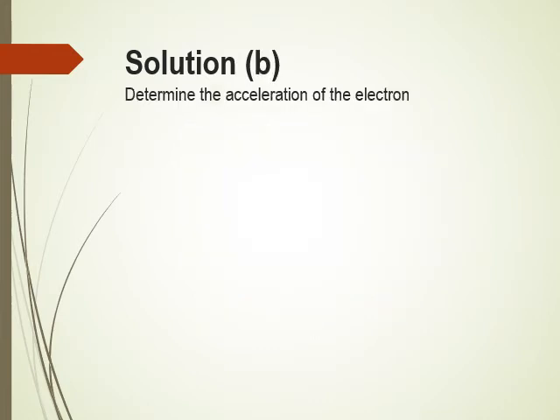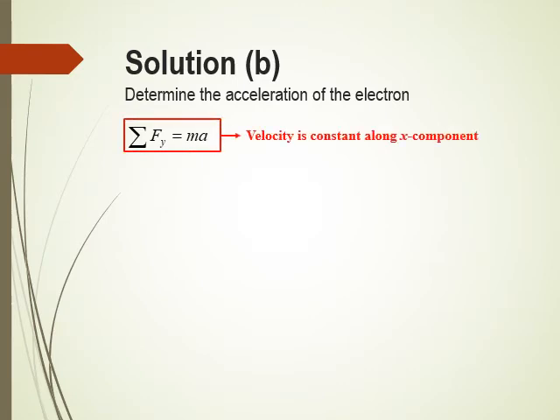Question B. Determine the acceleration of the electron. Since now my object is moving with an acceleration, I'm going to apply Newton's second law to solve this question. So summation F equals ma. Now if you look at the equation, I'm just going to focus on the y component. Why? Well, that is because the velocity is constant along the x component, which means along the x component, the acceleration is equal to 0. So in this question, we are just going to focus on what happens along the vertical component.